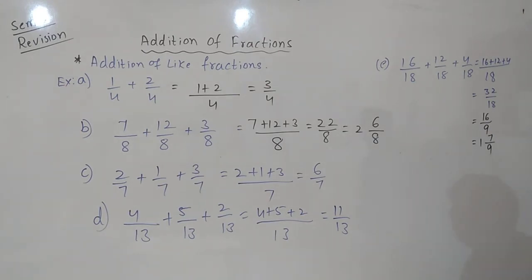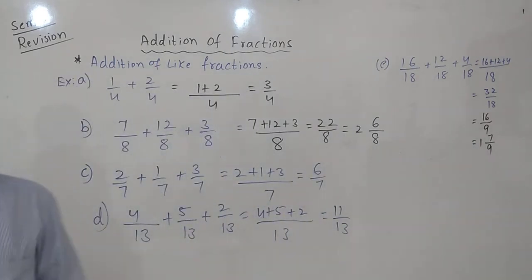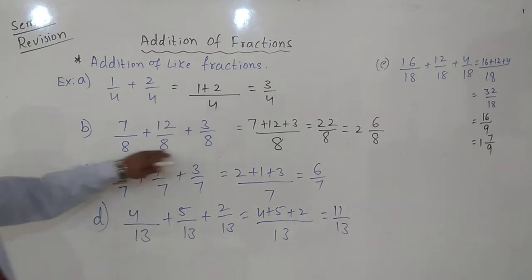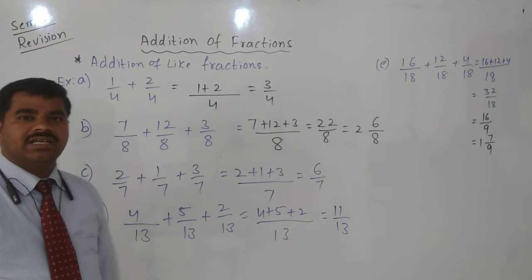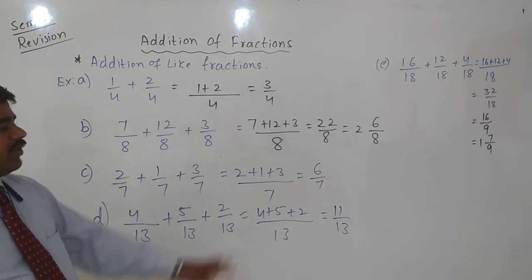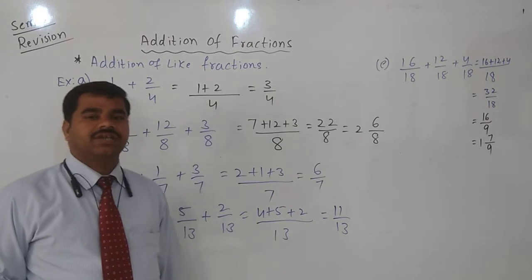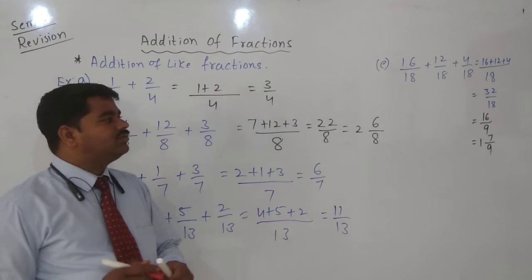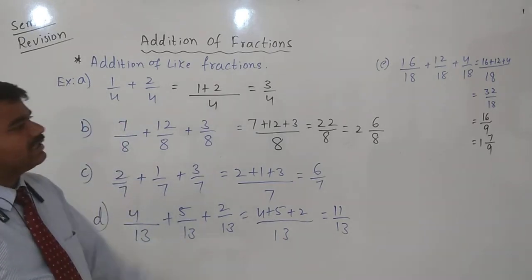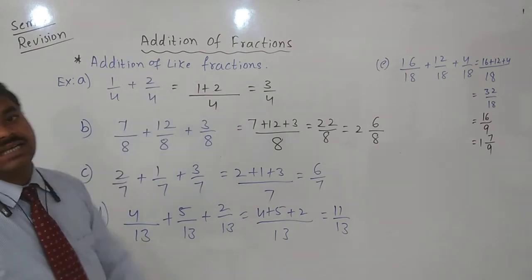This is adding like fractions. It is very simple. You take the same denominator as the common denominator and add the numerators only. Add the numerators, and whatever answer you got, you can reduce to its lowest term. Reduce it to the lowest term, then it is very easy to find the sum. Clear? Okay.